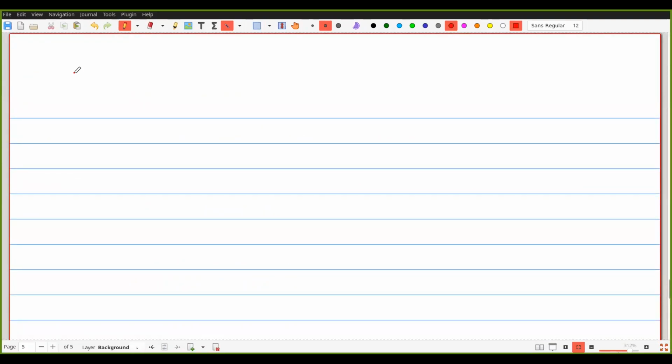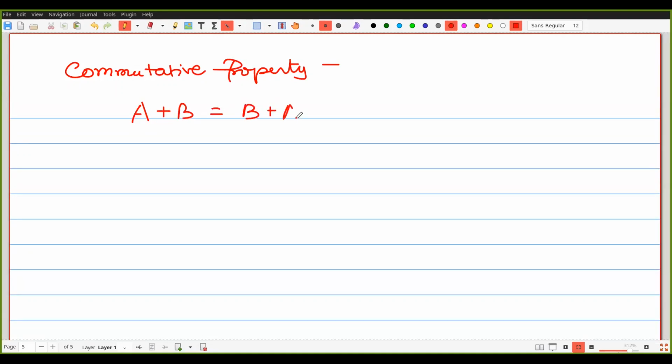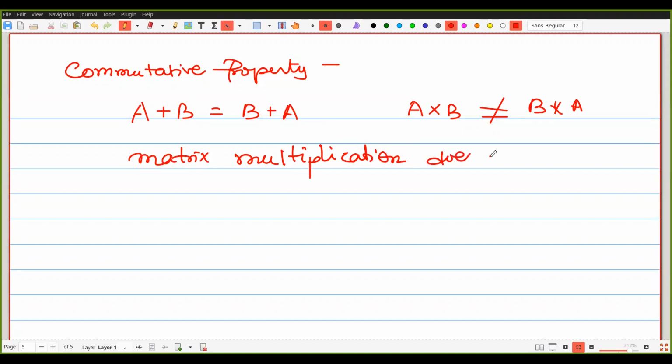Which one? Already we know the commutative property. For the commutative property, we have A plus B is equal to B plus A for matrix addition. But in the case of product, we can see A cross B is not always B cross A. Even sometimes B cross A is not possible. So matrix multiplication does not follow the commutative law.